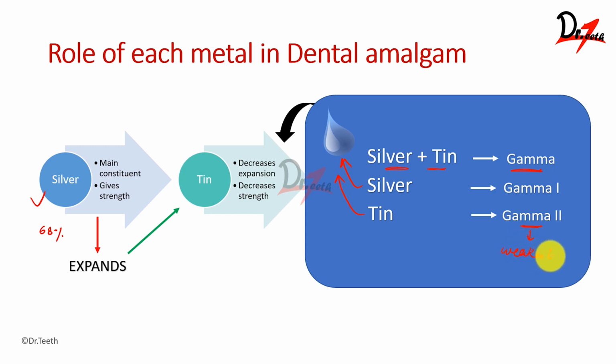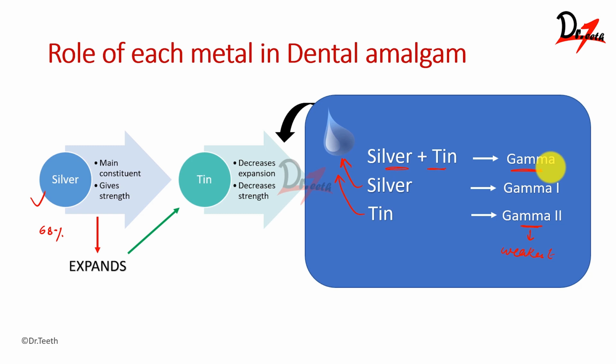But if you read some textbook, you will find that there is one more phase, the mercury phase, that is the weakest. But if you don't have mercury as an option, we will say that gamma 2 is the weakest phase. Now we know that gamma 2, which is formed by the tin mercury, is the weakest phase. And this gamma 1 lies in between the gamma and the gamma 2 in terms of strength, okay?